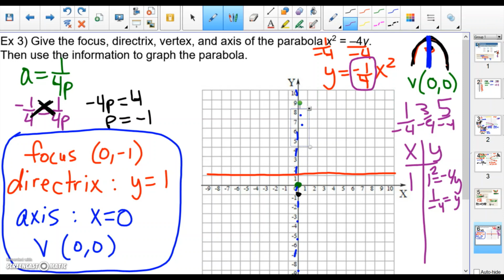Y equals negative 1/4. So 1 comma negative 1/4. Ugh, that's kind of hard to do. Symmetry would give me this point over here. Let's try something maybe better.